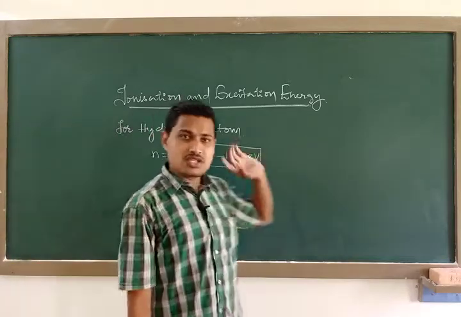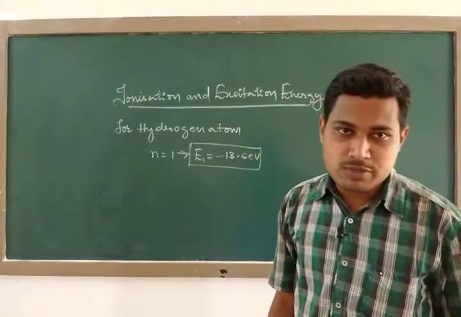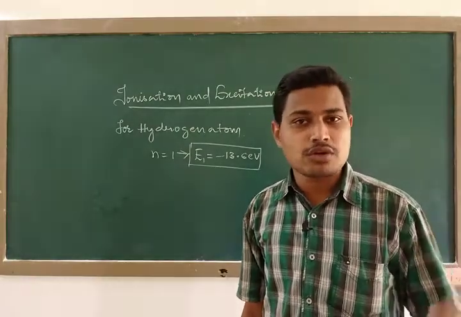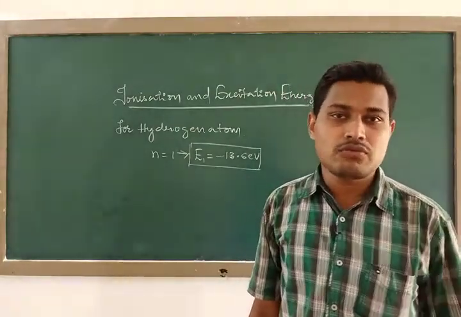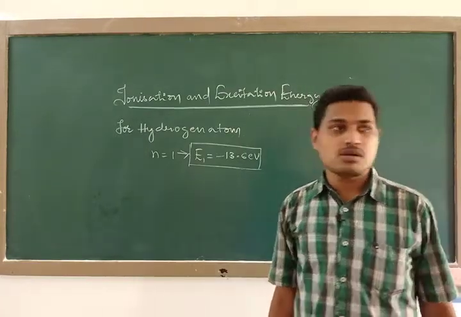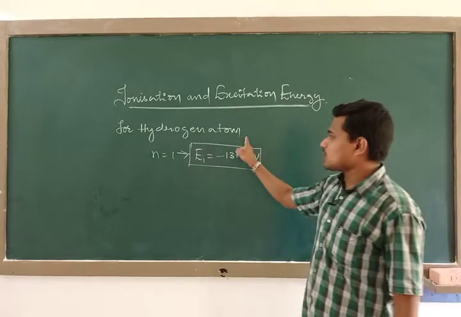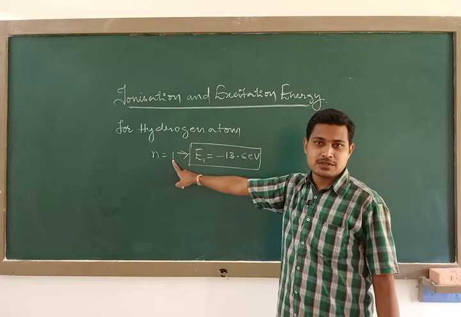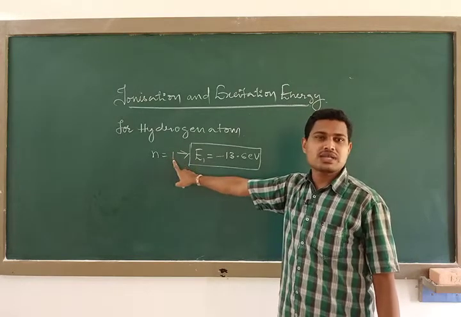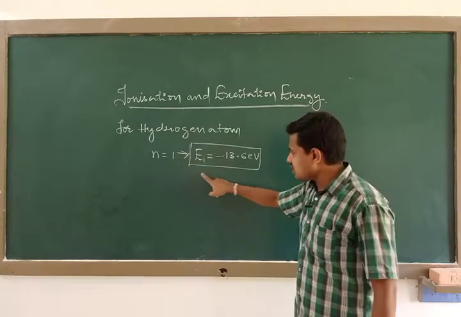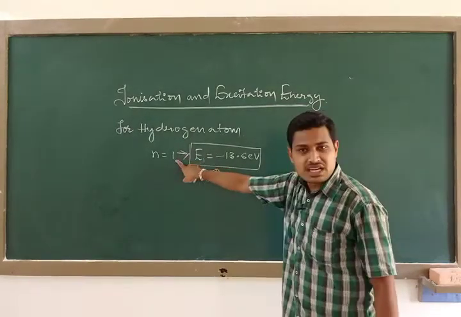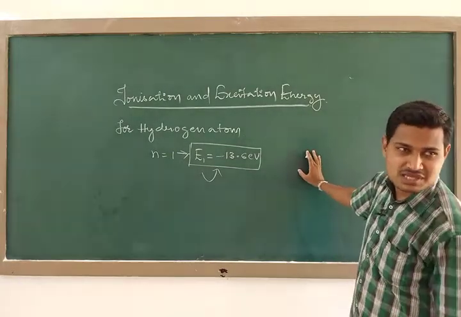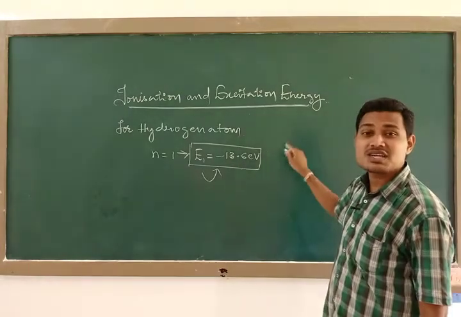Here ionization energy can be expressed in joules, or we can also express it in electron volt. If you express ionization energy in terms of electron volt, we call it ionization potential. So for the hydrogen atom, for the n equals 1 state, the normal state or ground state or lowest energy state, the atom has the largest negative value, and the energy of the atom is least, because it is minus 13.6 electron volt.